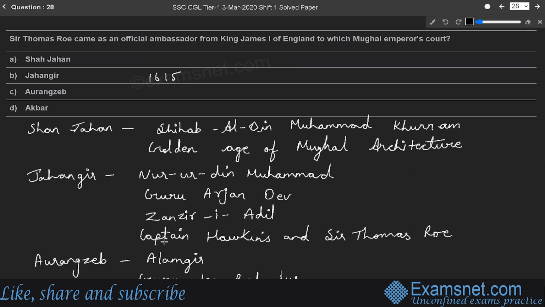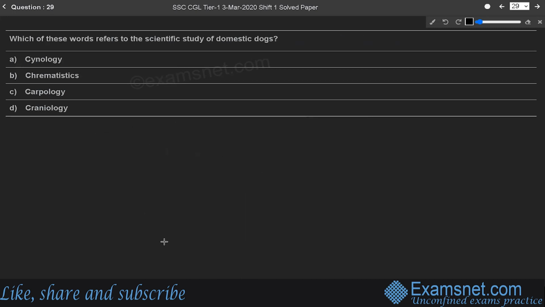So for this question, the correct option will be option number B, which is Jahangir. I hope you are clear with this question. So moving on to the next question, which is which of these words refers to the scientific study of domestic dogs? Cynology, chromatistics, carpology, or craniology? So do you know what are the meaning of all these given words?